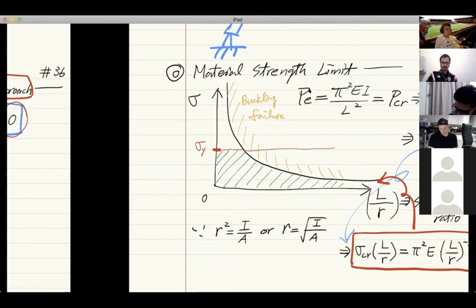What happens above this, the stress level of the yield stress? What happens in this region? Suppose we look at it this way. What happens in this region? It's above the yield stress, so this is what we call yielding failure. And only the green region is what we call the stable behavior.